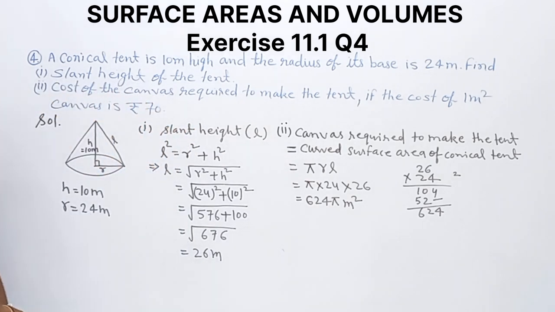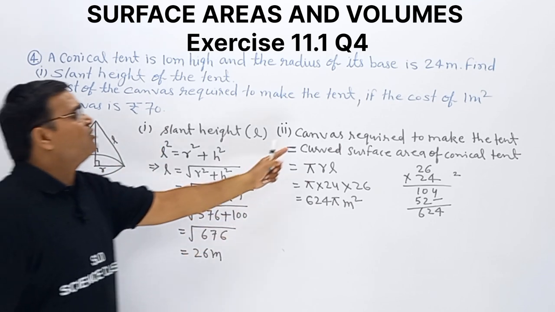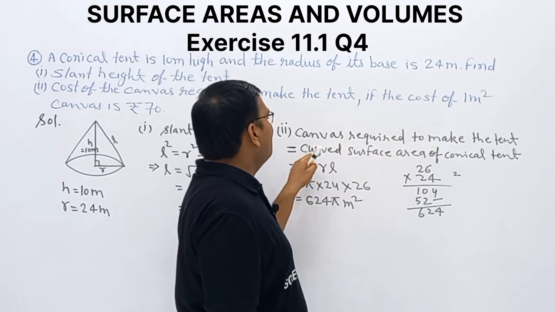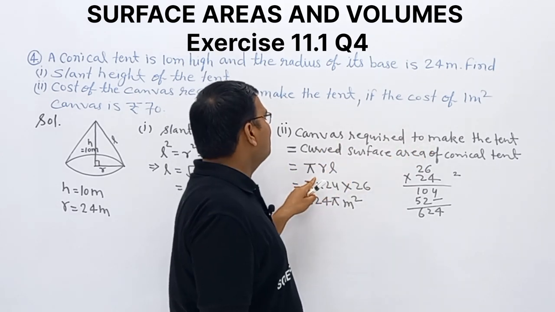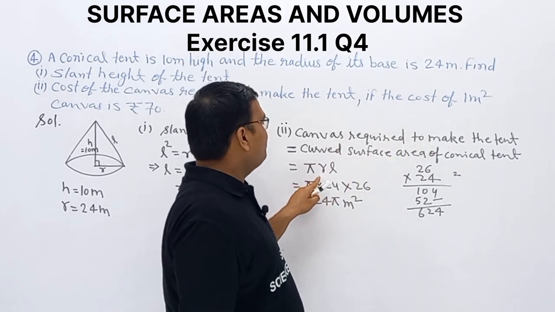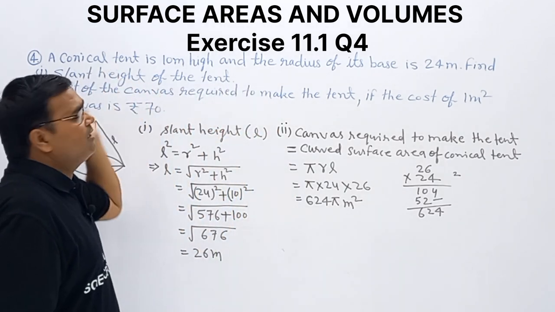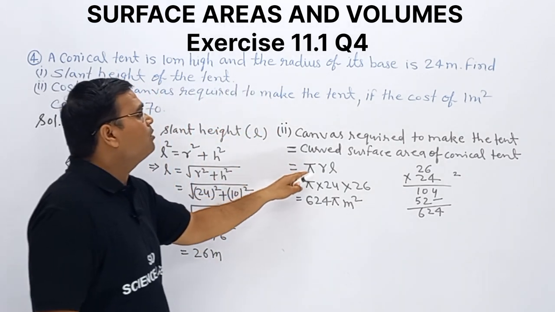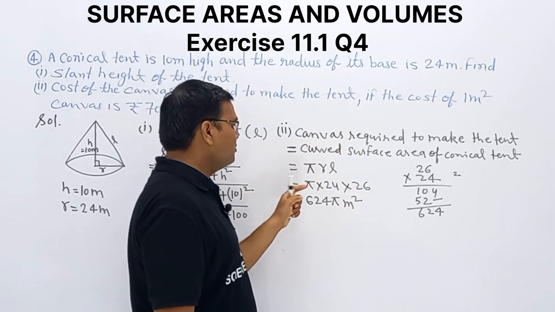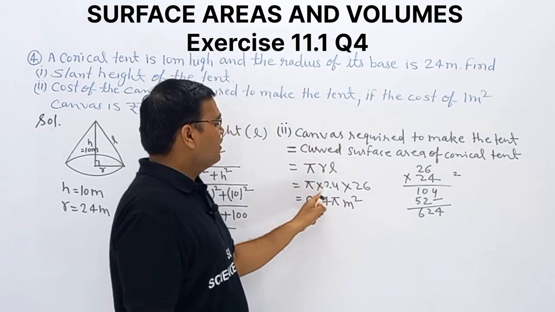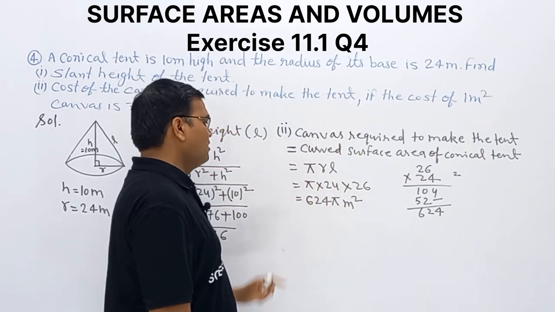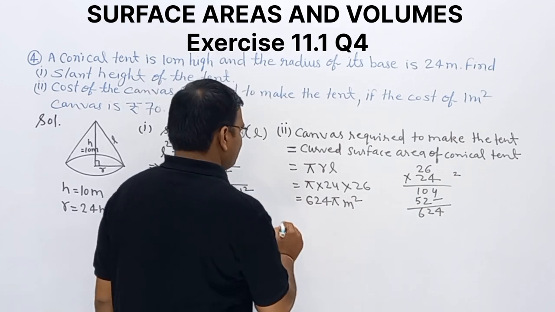Observe what we are doing. We require the cost of the canvas, so first we should calculate the area of the canvas. Canvas required to make the tent means curved surface area, and it is pi RL. Why are we using this? Because it is a conical tent, and the curved surface area of a cone is this. Putting the values of R and L and multiplying both, we get this. Clear? Now the cost.